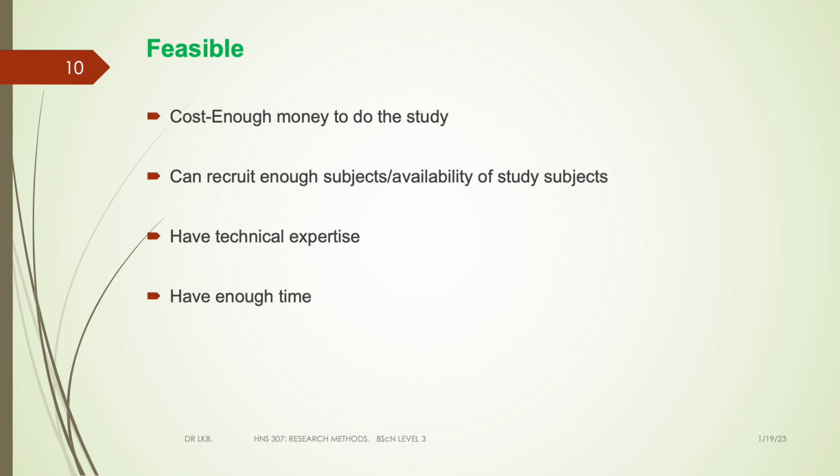Supposing you wanted to look at the mothers who are over 55 years, for example. What is the probability of finding them? What would you expect to be the numbers, for example, in Kenya of mothers who deliver past the age of 55? You need to ask yourself whether there's availability of study subjects. Do you have the technical expertise to do that research? And do you have enough time to do the research?